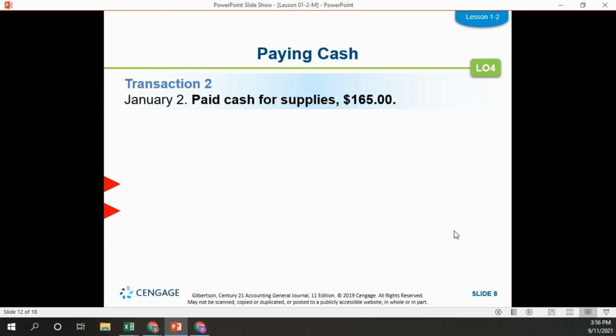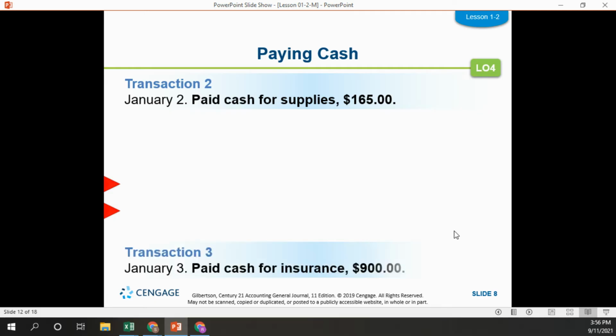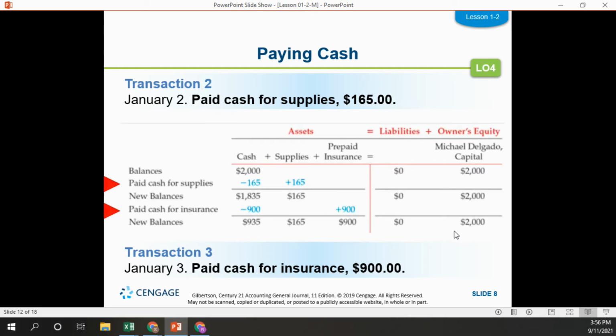Paying cash, we paid cash for supplies. We paid cash for insurance. Here's how that would look. Continuing from our previous example, now we decreased cash by 165. We also added supplies of 165. So the asset side of that equation ends up zeroing itself out. Minus 165 plus 165. Nothing happened on the right side of the equation.